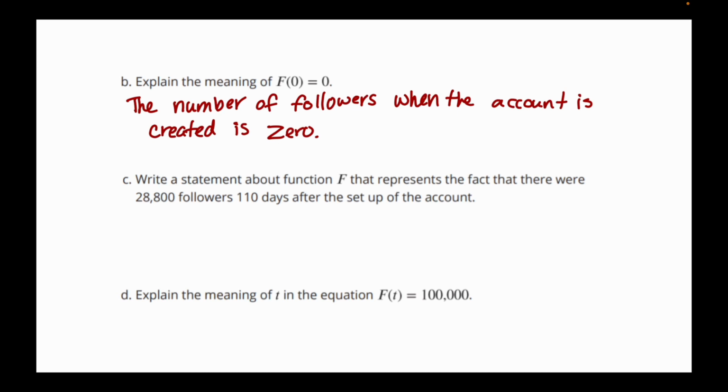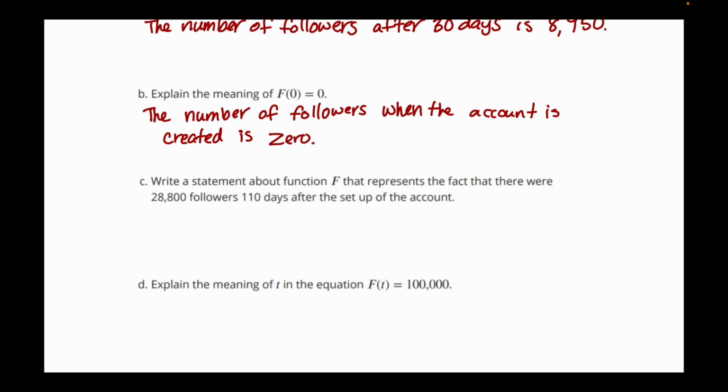So now we're going to write a statement about function f that represents the fact that there were 28,800 followers 110 days after the setup. Well, that's now just asking us to do the opposite. Instead of explaining the function notation, we're now going to take this sentence written in words and put it in function notation. So we're going to say f, and then in the parentheses goes our number of days. So the number of followers after 110 days is equal to, in this case, 28,800.